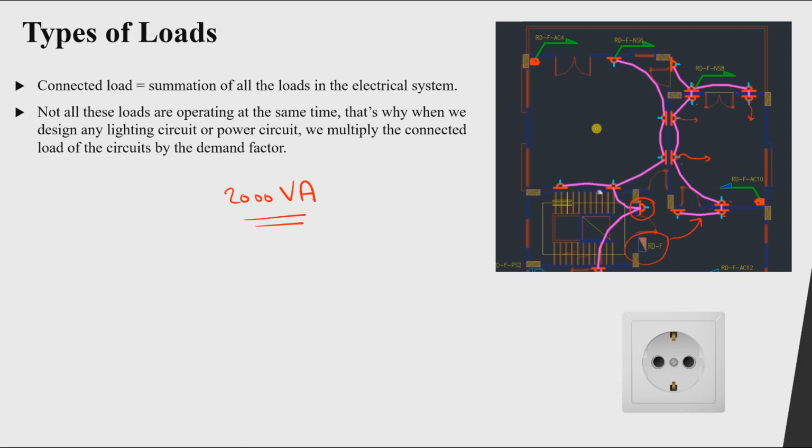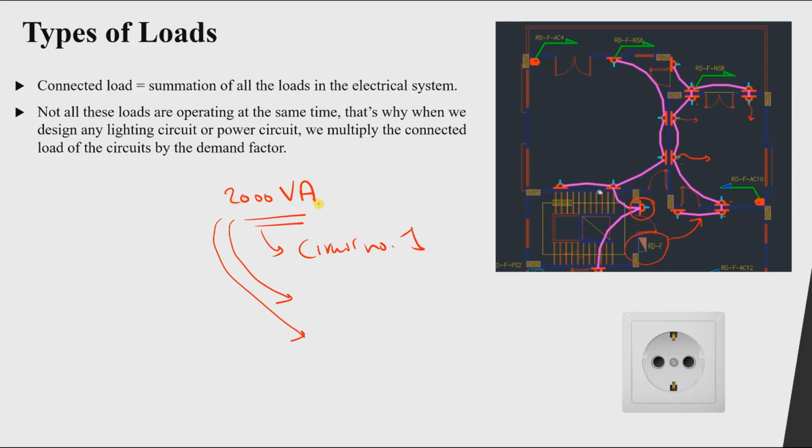Why demand factor? Now remember, if we design, let's say, a 2000 volt ampere circuit number one, then I'm going to choose a cable that will be able to provide 2000 volt ampere or the equivalent current, and I will choose a circuit breaker that will also withstand this value, right?